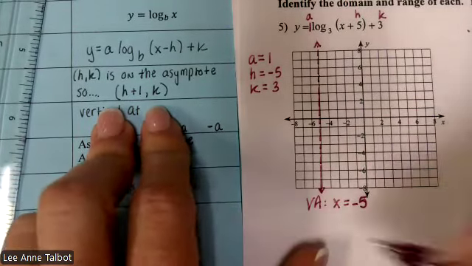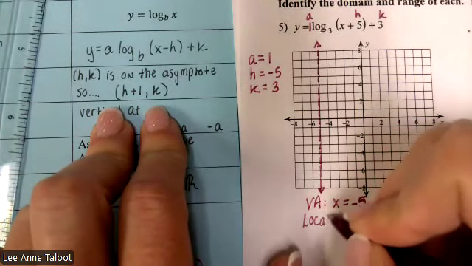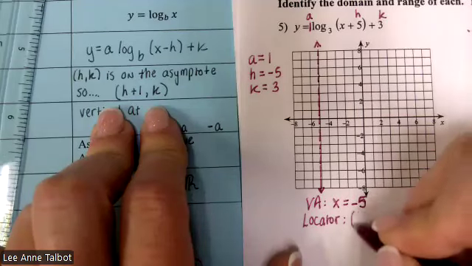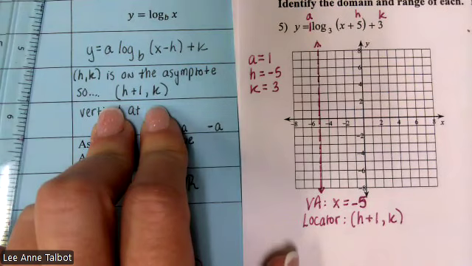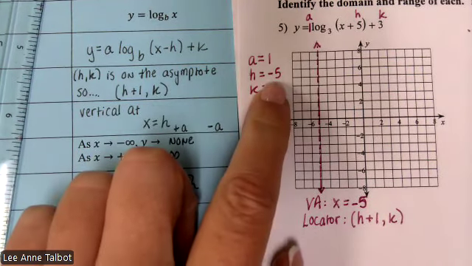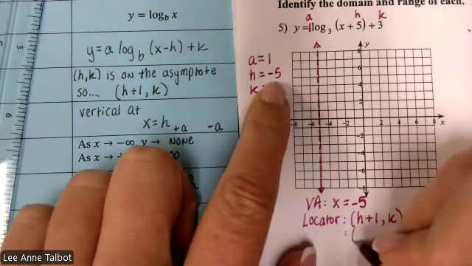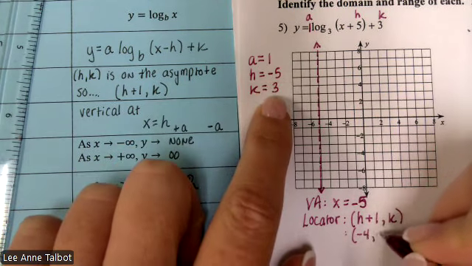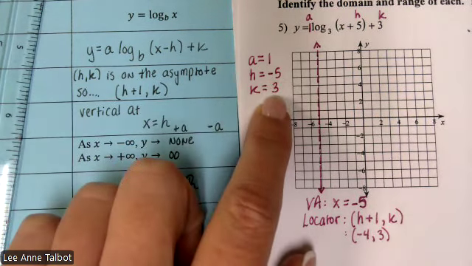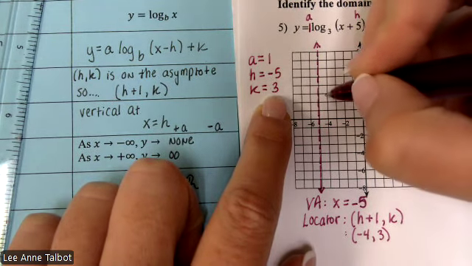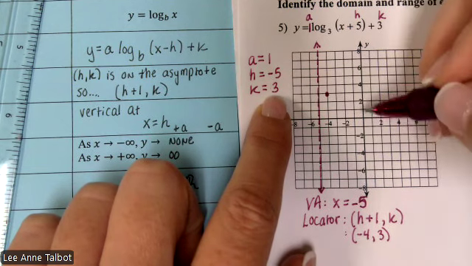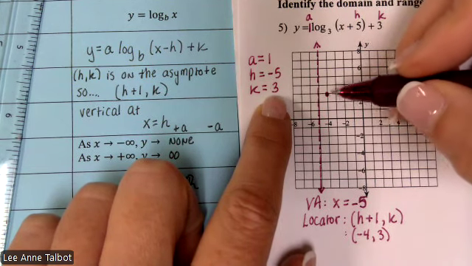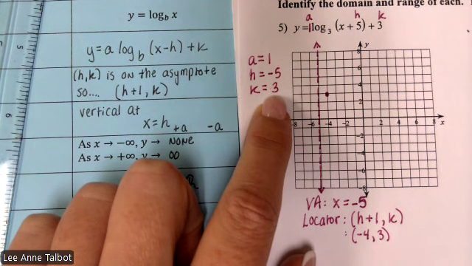Okay, next I'm going to do the locator, which is h plus 1 comma k. You can also find that graphically by just finding hk and then jumping one spot over.